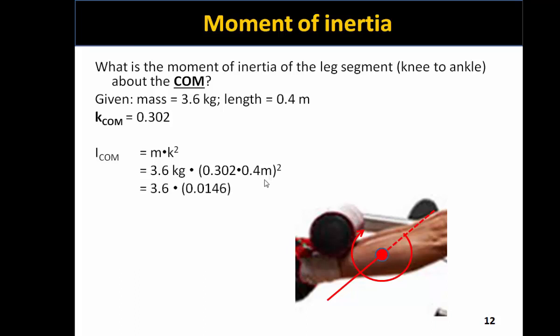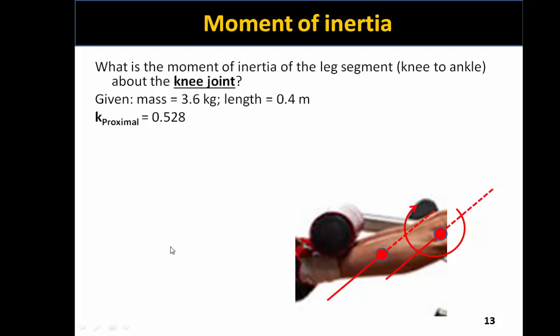And so we work through the math here. We calculate the product, square it, giving us a meter squared, and so we have a moment of inertia of 0.0525 kilogram meters squared. So now you ask, well, the leg, at least with this type of scenario, rotates about the knee, not about the center of mass. So now we've changed the question, still the same leg segment, knee to ankle, but we're considering rotation about the knee joint. So we're moving the axis of rotation from the center of mass up to the knee joint.